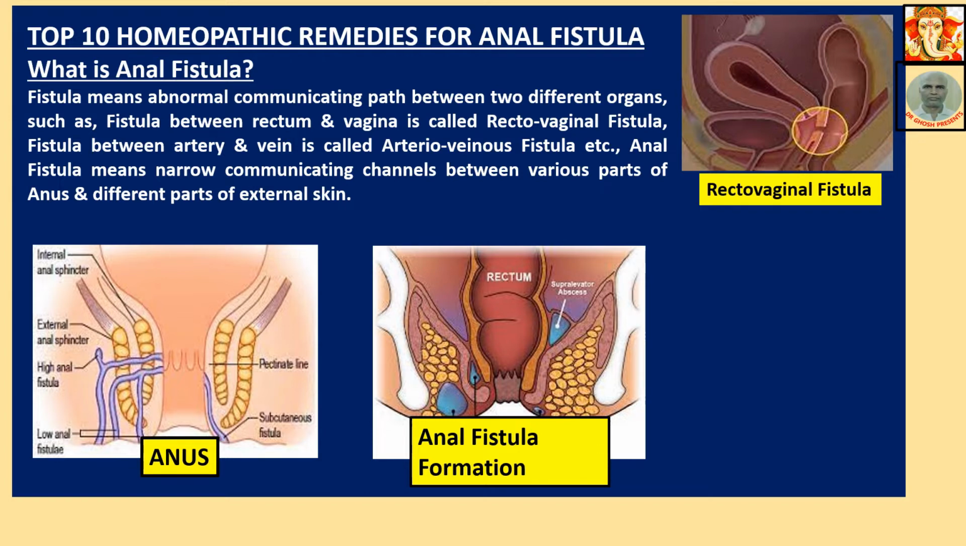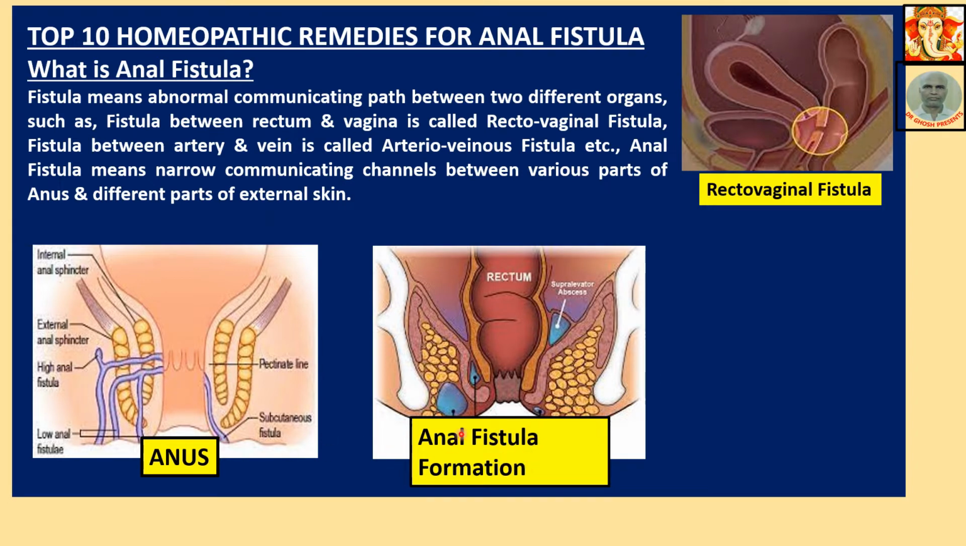Anal fistula means narrow communicating channels between various parts of anus and different parts of external skin. Look at this picture here. These are the parts of fistula. This is anus and this is the skin. The abnormal channel between these two is called fistula. There may be so many types, so many paths.